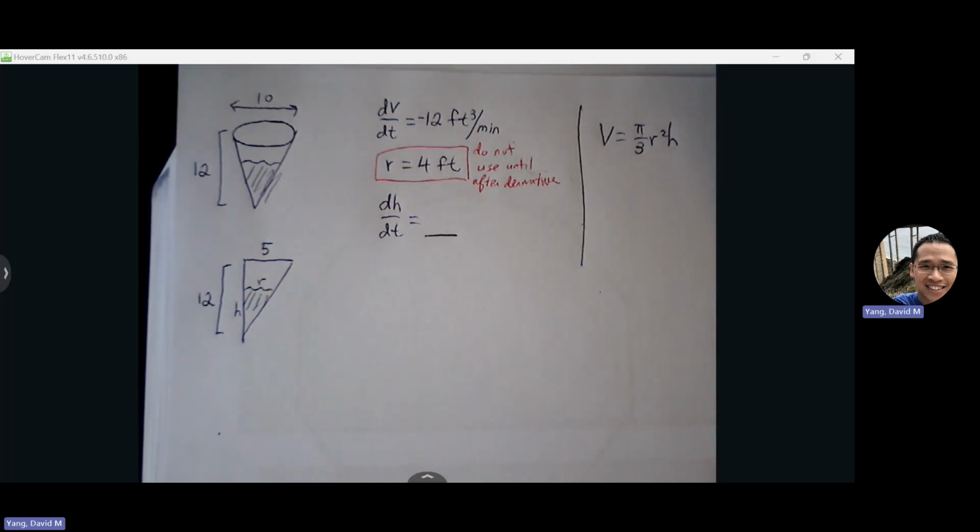All right, so let me read the problem again. The water is flowing out of the tank at 12 cubic feet per minute. That's my dV/dt. Find the rate at which the water level is dropping. No, I've already got dV/dt. And the radius.